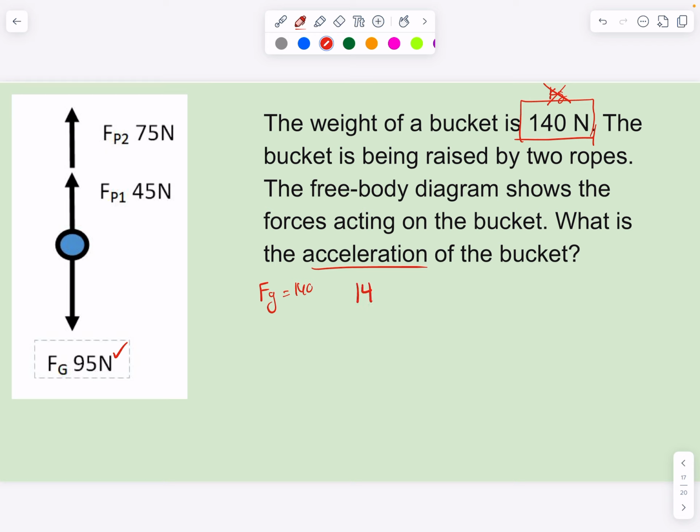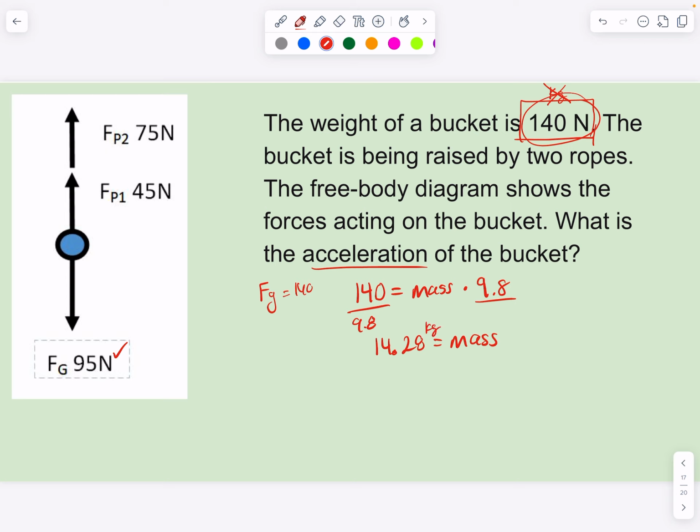So we could say that 140 equals the mass of an object times the gravity, 9.8. So let's divide 140 by 9.8. And when we do that, we find that the mass is equal to 14.28. That is the mass of the bucket. We had to convert the newtons back into kilograms here.